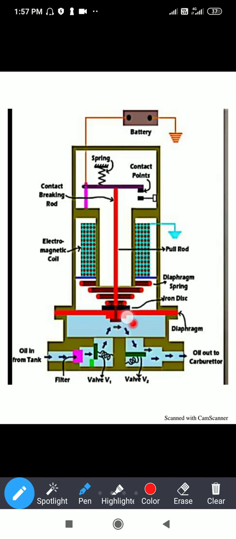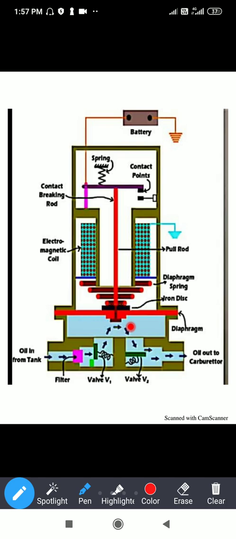When this pulling rod moves to the upper side, this diaphragm, which has the diaphragm spring, with the help of this magnetic force also moves to the upper side. When this diaphragm starts to move to the upper side, valve number 1 and valve number 2, which are attached by means of a spring, also start to open.